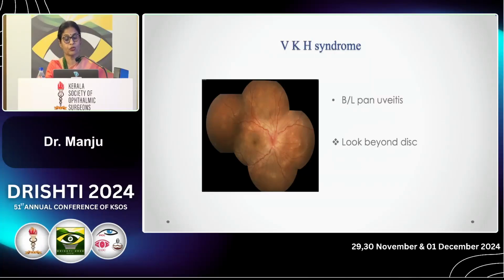Vogt-Koyanagi-Harada syndrome also presents as a bilateral panuveitis. Here you can see that along with disc edema, there are multiple serous detachments of the sensory retina, and sometimes even exudative detachment may be seen. Now look for other signs like neurosensory deafness and signs of meningism. Make it a point to look beyond the disc. Don't just concentrate on the disc.